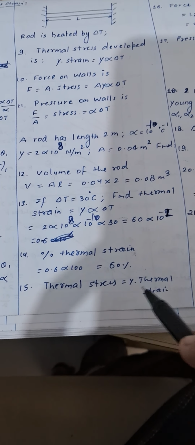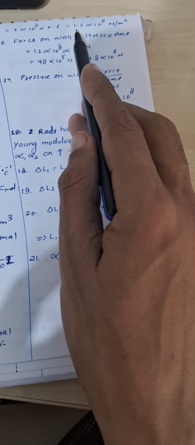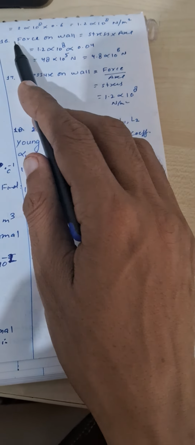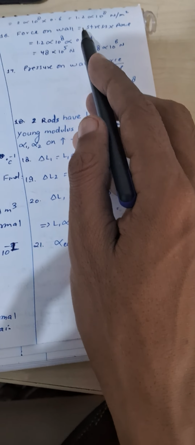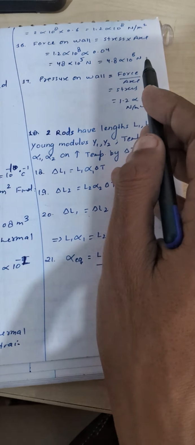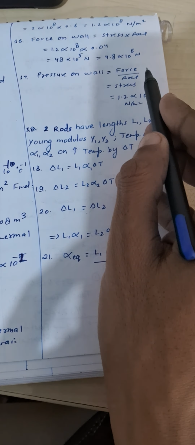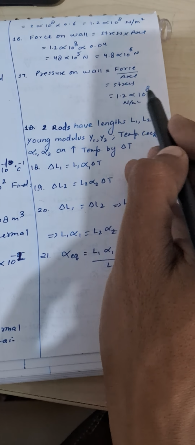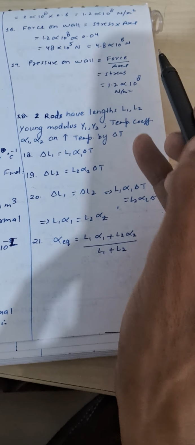Next is thermal stress, which is Y into thermal strain. You just substitute the value of Y, and we get thermal stress as 1.2 into 10^8 Newton per meter square. Then we need to find the force on the wall. Force is stress into area. After simplification, it comes out to be 4.8 into 10^6 Newton. Then is the pressure on the wall. Pressure is force by area, or stress, and we have calculated that as equal to 1.2 into 10^8 Newton per meter square.